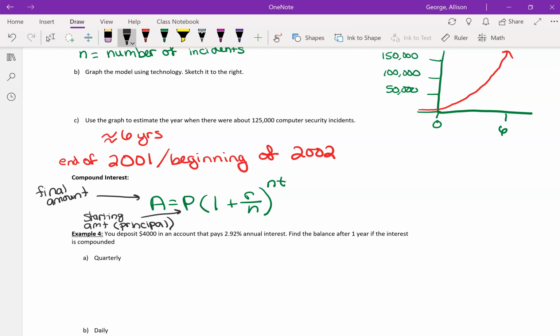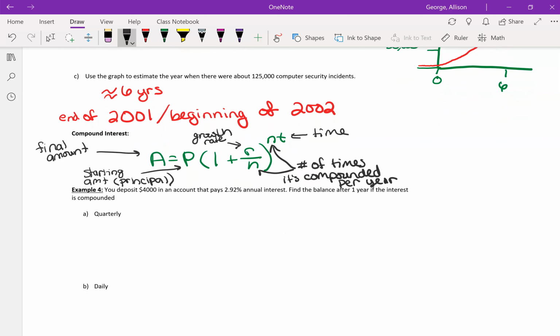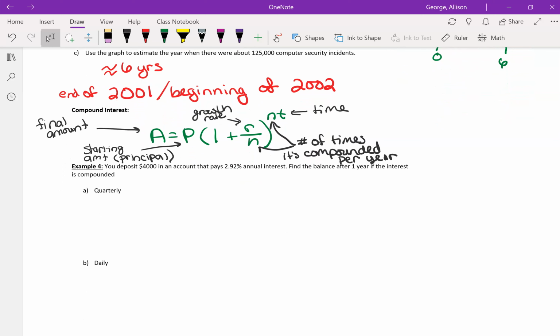All right, if you look, you see N in 2 places in your formula, and that's correct. It's in both places. And N is the number of times it's compounded per year. All right, we already know what T is. It's time. And we already know what R is. It's your interest, your growth rate. All right, so before we actually work some of these, let's talk about the different ways your interest can be compounded.